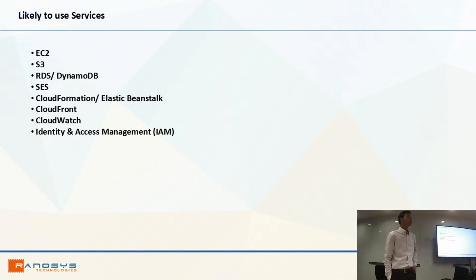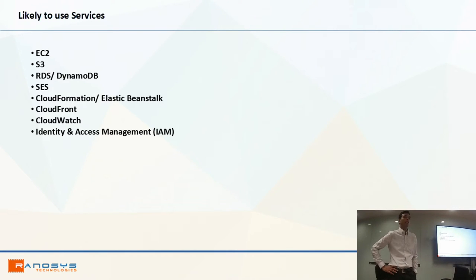The database is your choice. RDS provides you MySQL, MS SQL, Oracle, or you can choose DynamoDB. The next service you generally use is SES, Simple Email Service, to send email from AWS. Another one is the deployment service. There are two major deployment services, CloudFormation and Elastic Beanstalk. We will talk about that.